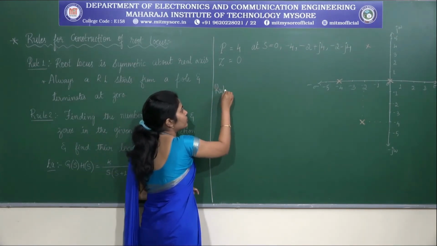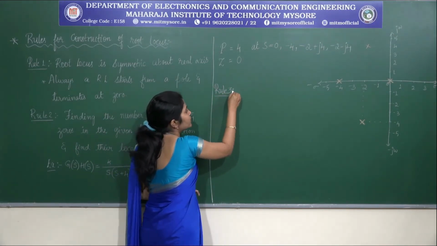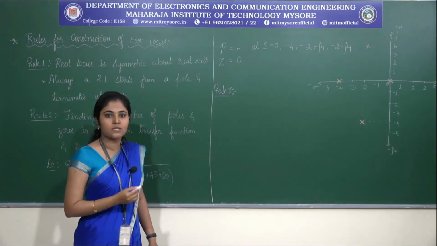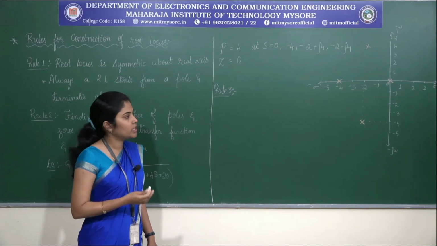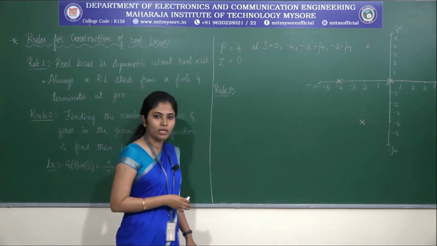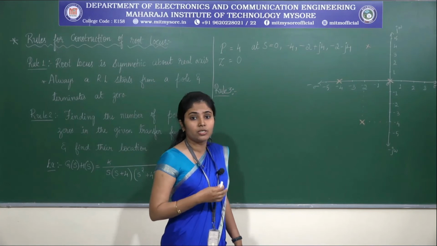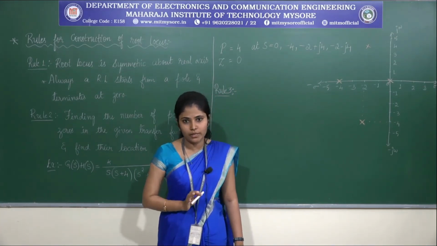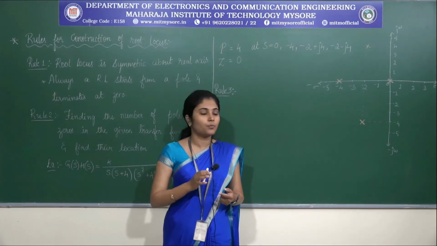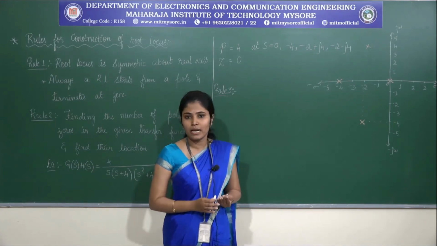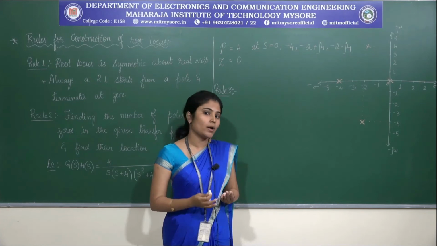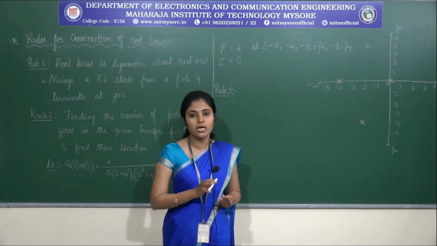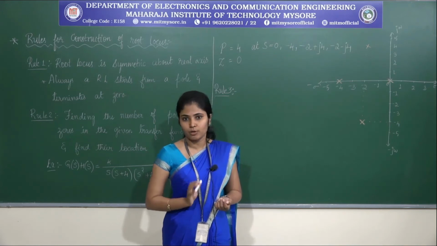In rule 3, what we are doing is trying to find out whether the real axis is part of root locus or not. In order to do so, I need to take the sum of poles and zeros located only on the real axis. If the sum of poles and zeros on the real axis is odd, then that particular portion of the real axis will be part of root locus. If it is even, it is not part of root locus.